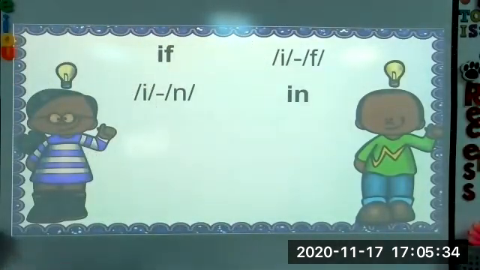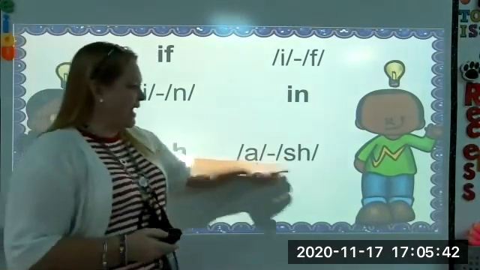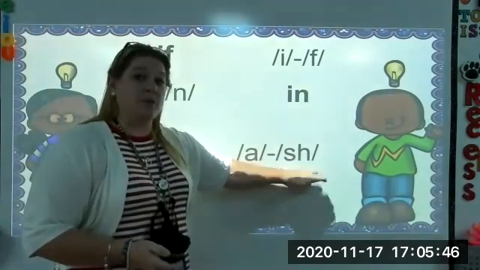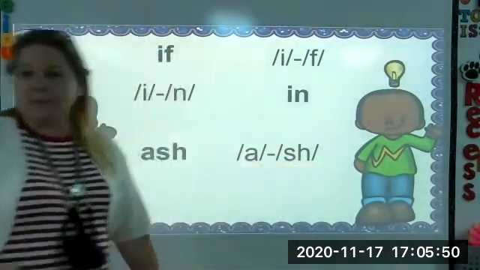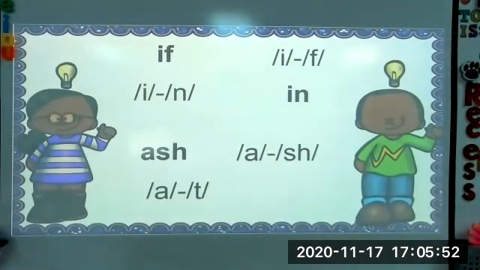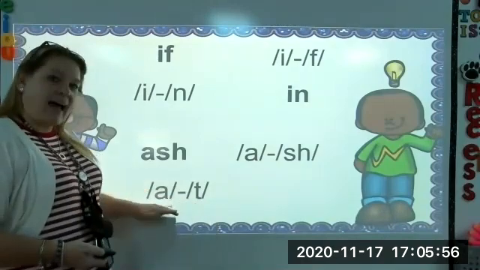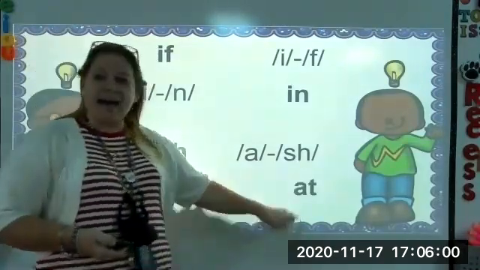All right, our next word is, there is ash in the fireplace. So remember, we're breaking this apart by sound. So we have ash, because the S and the H together makes one sound. Shh, ash. We're going to change the sh sound to t. At. Our new word on the curve is at.